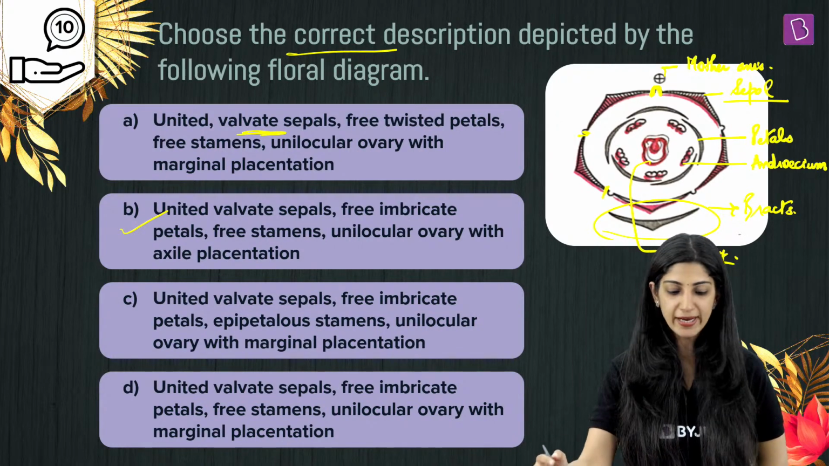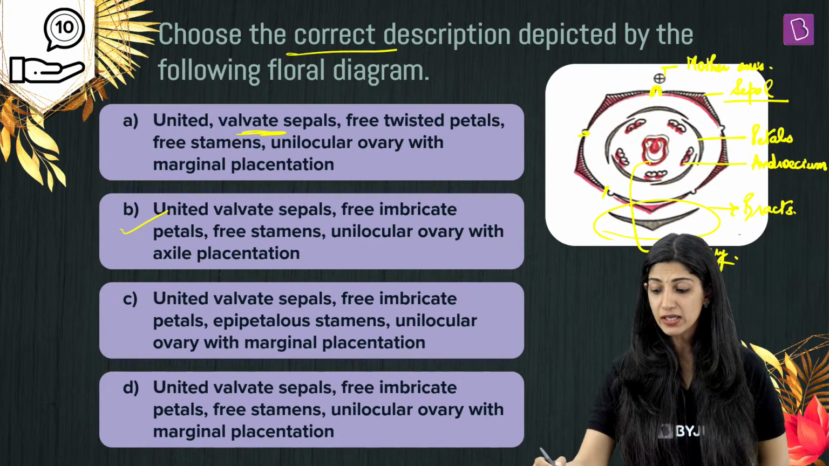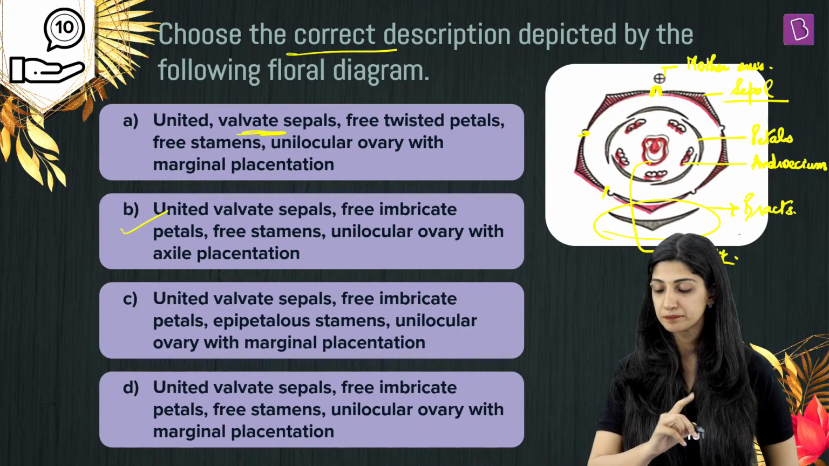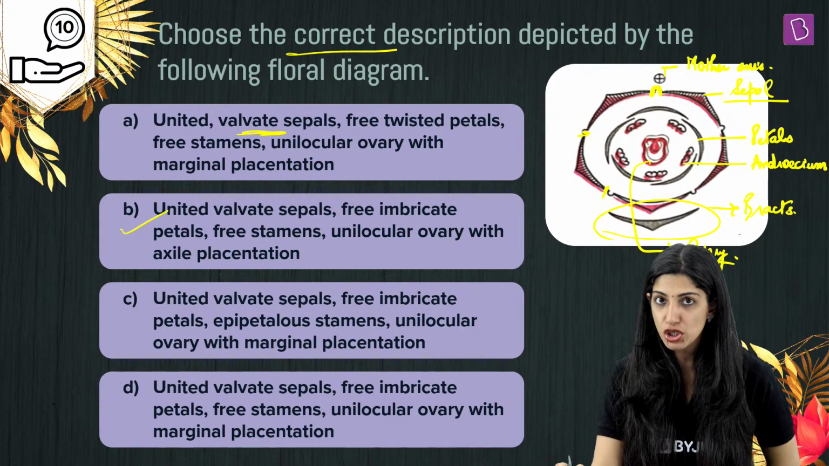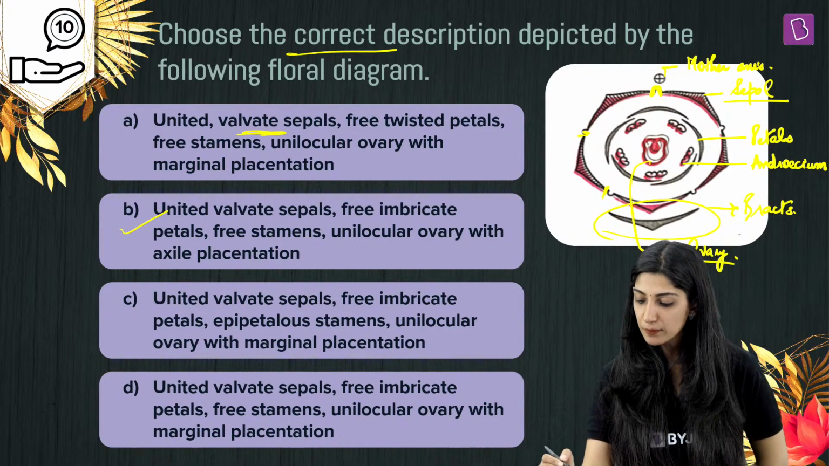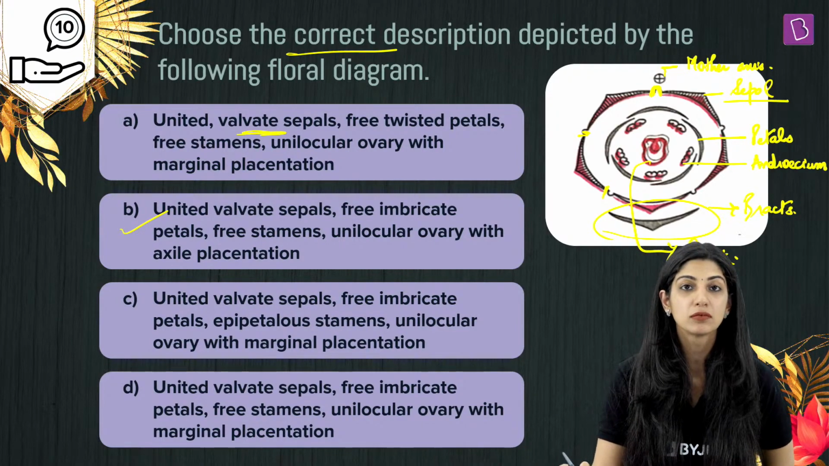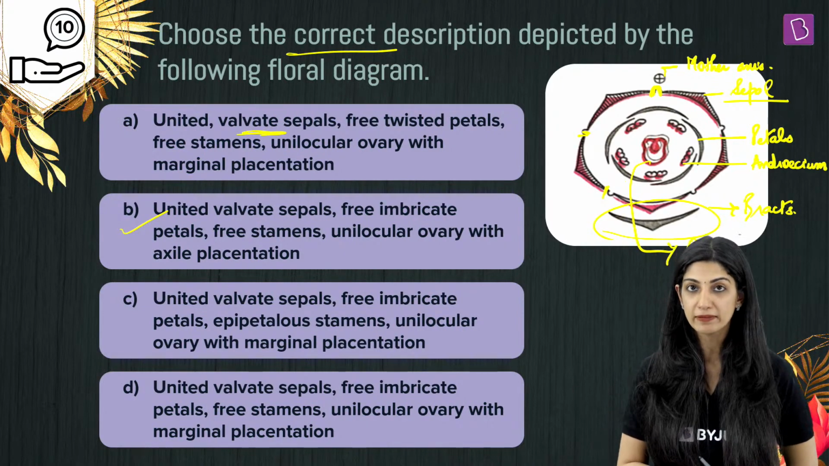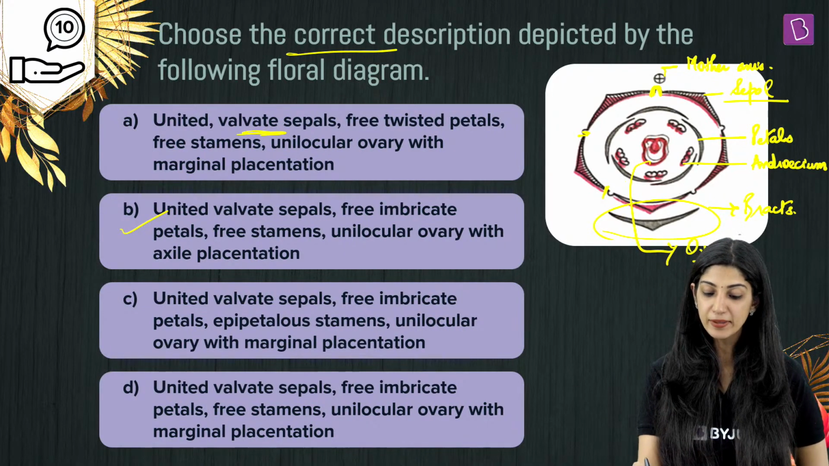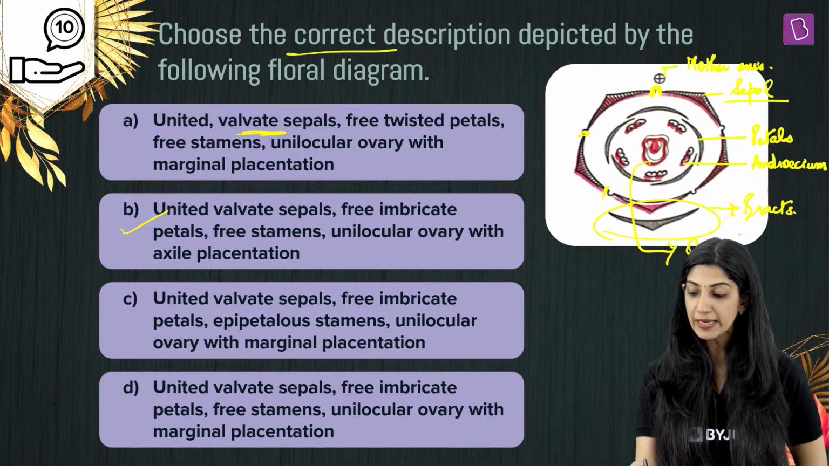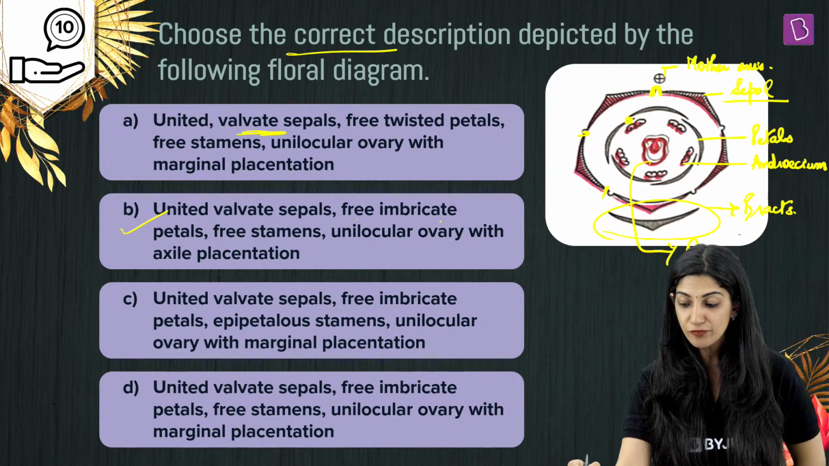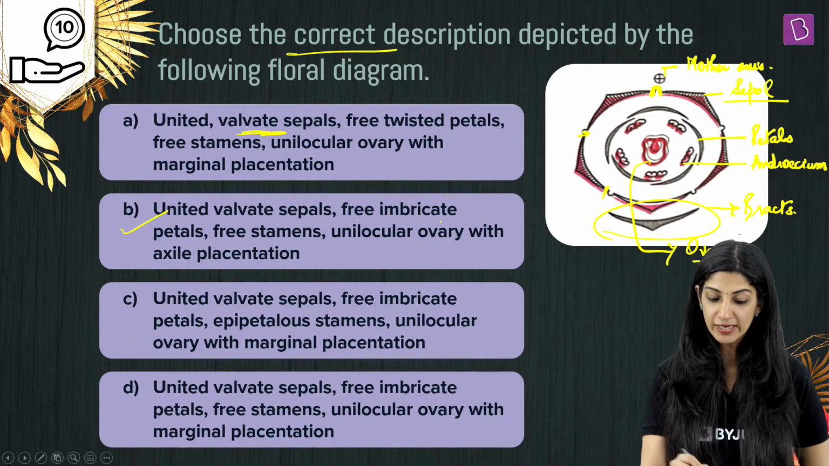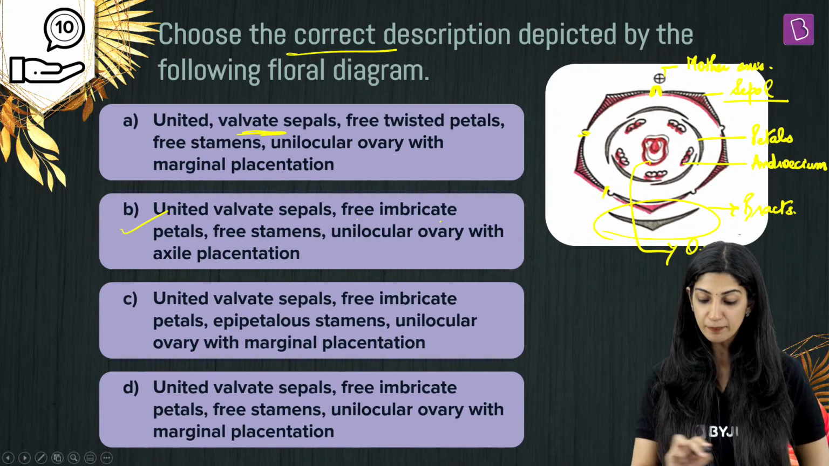What kind of estivation is this? I can see an irregular twisting happening here. One is completely external, one is completely internal. So this is imbricate estivation. Apply your elimination method. Do you see free imbricate petals? I don't see the fusion happening in the petals, so definitely they are free. Free imbricate petals.